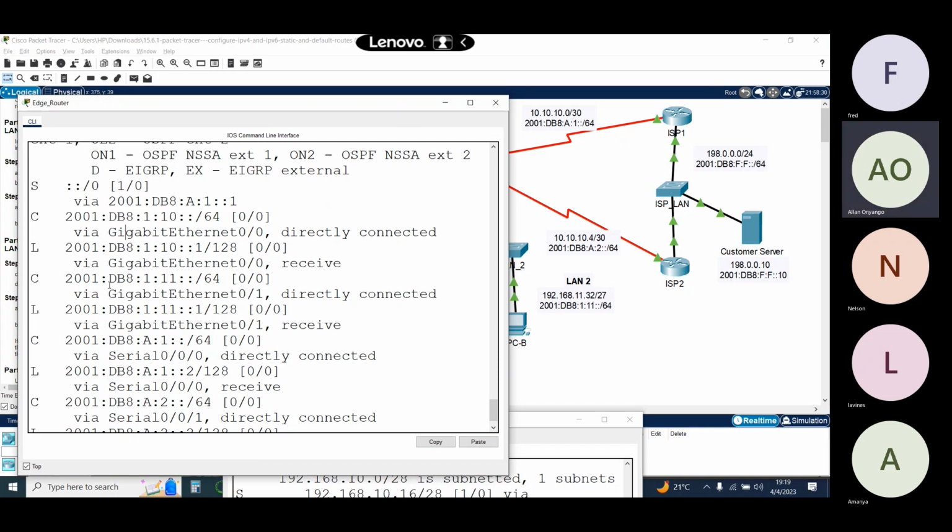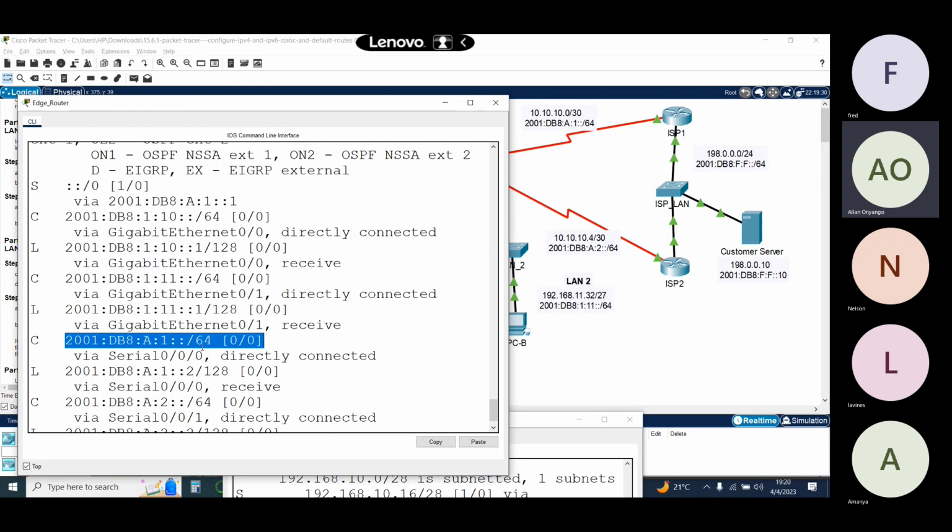Not the static routes. We're looking for directly connected right here, 2001:DB8:A. This is the one you're looking for, :A:1, because this one is :A:2. So 2001:DB8:A:1. This is the network address.